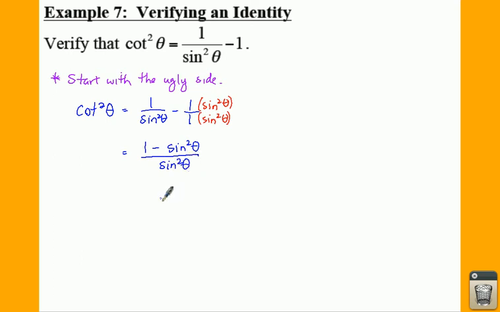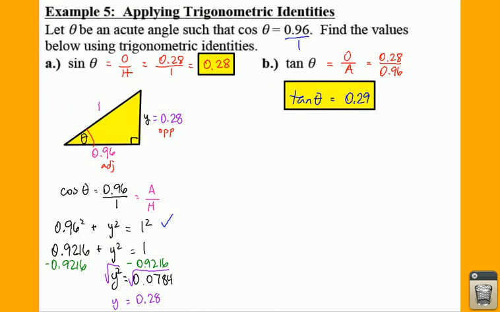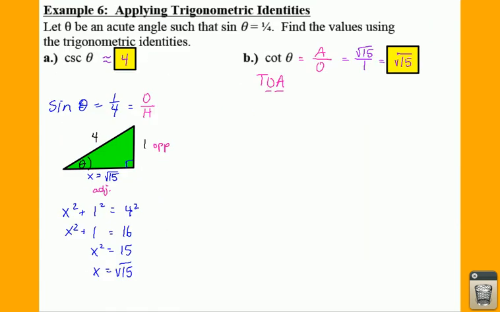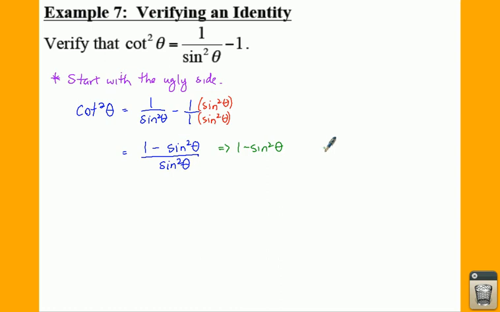It's going to be handy and helpful to have your trig identities near you when you're doing these. If you look at the 1 minus sine squared theta, and look back at your trig identities, which ones include a sine? Well, there's 3 of them, and the top one is the only one that includes a sine. So if you look at sine squared theta plus cosine squared theta equals 1, if you were to subtract sine squared theta from both sides, I'll show you that over here.